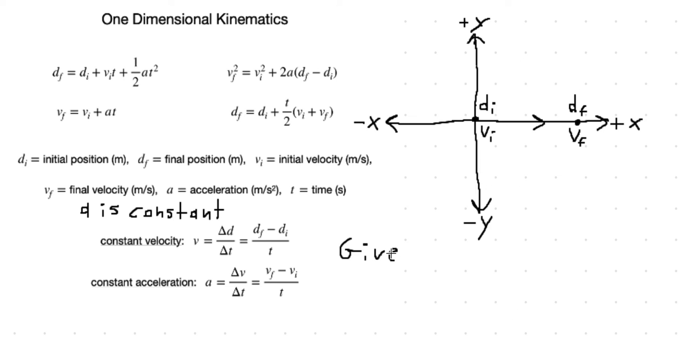Let's say we're given the initial velocity, which is vi, the final velocity, vf, and the amount of time it takes to go from the initial distance to the final distance here. So we're given t. So we're given these three variables, and let's just say the problem we're doing asks to find the acceleration. Okay, so we're trying to find a.